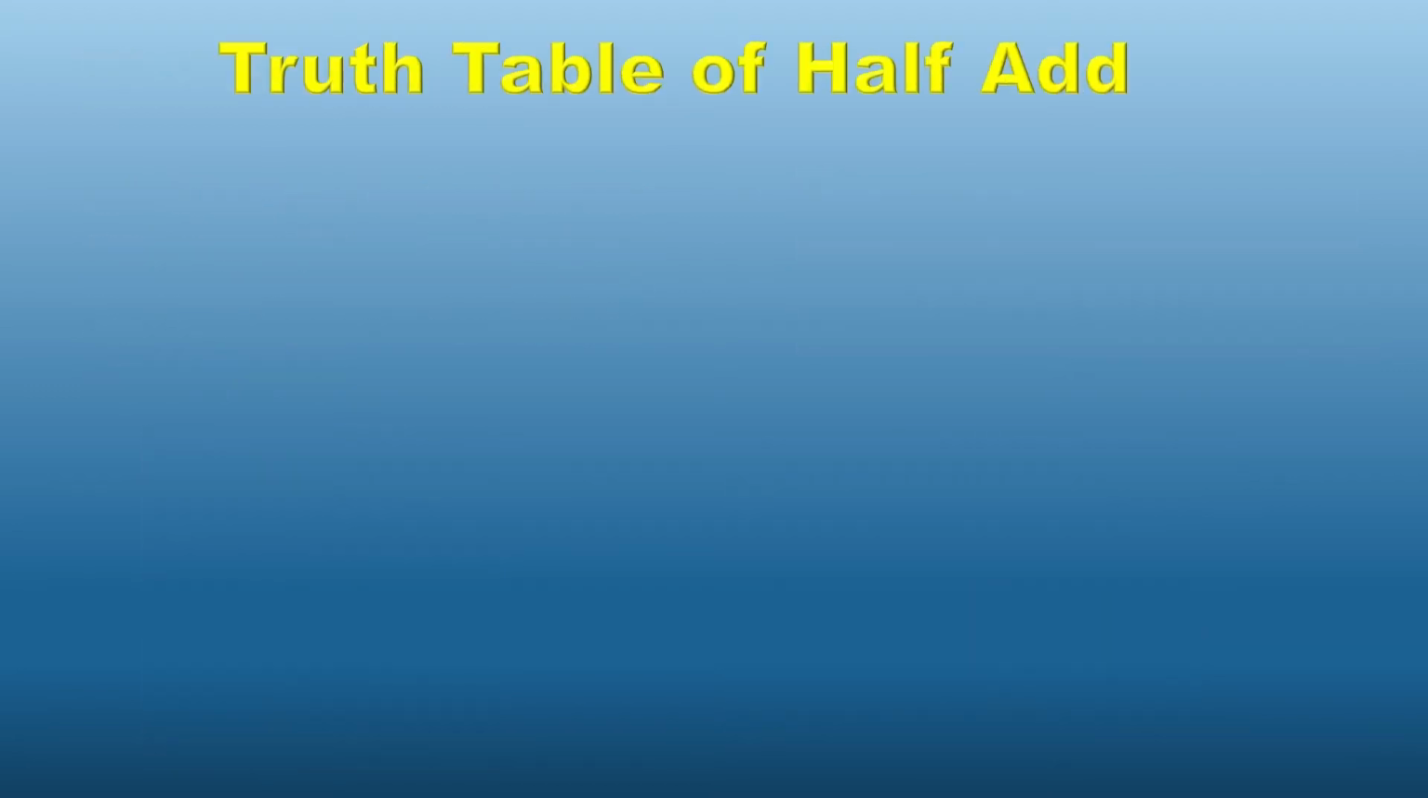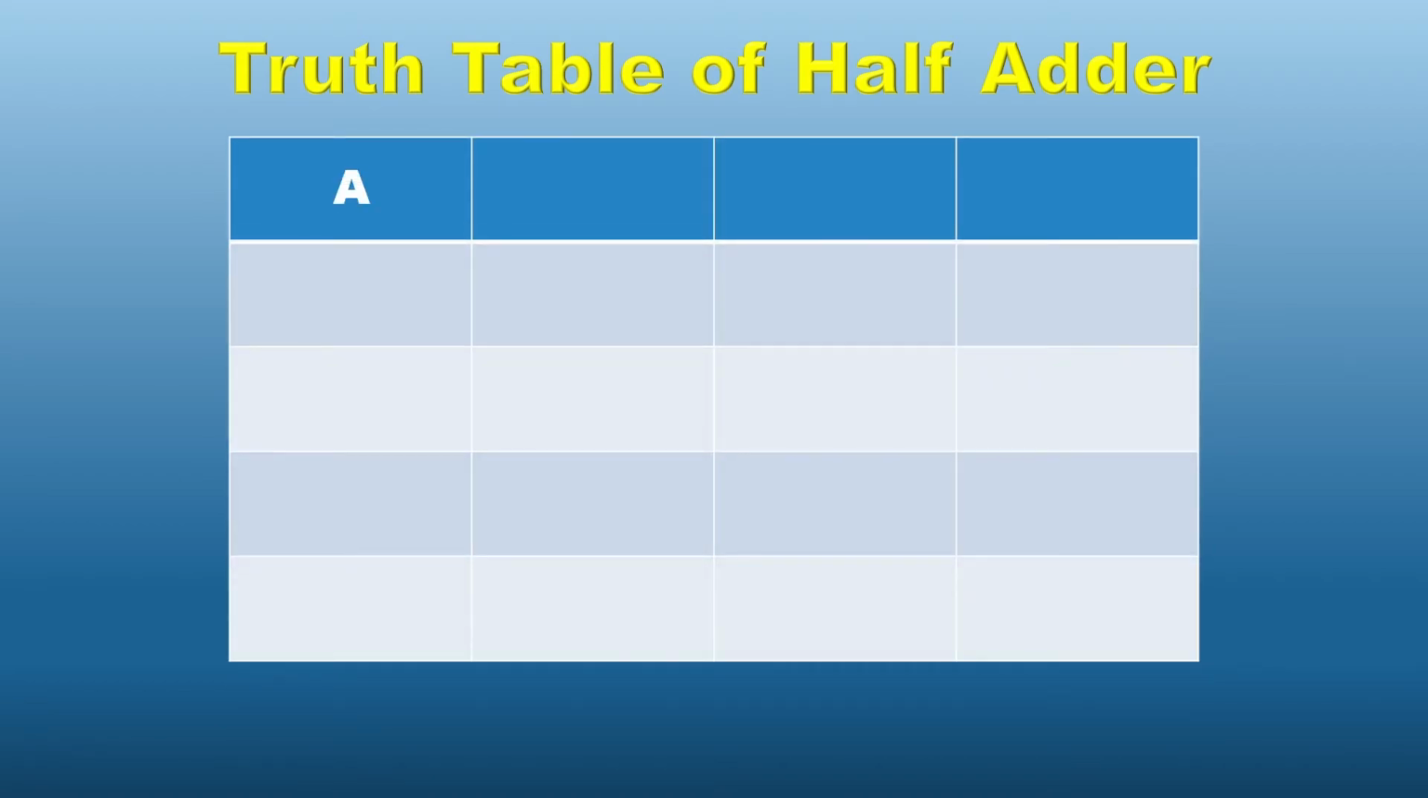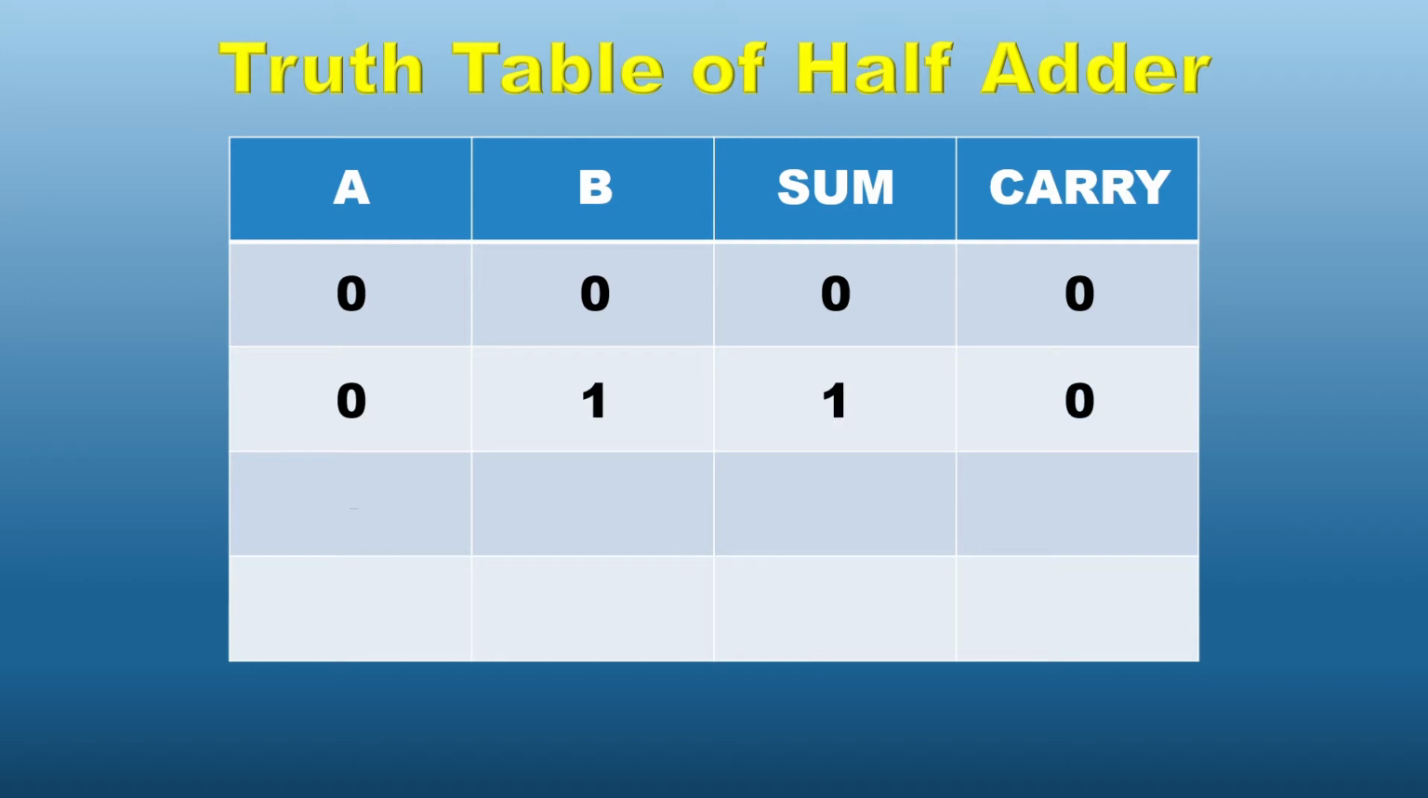Now let's see the truth table of half adder. A half adder has two inputs A and B and two outputs sum and carry. When both of the inputs are 0, then the sum and carry become 0, and when one of the two inputs is 1, then sum becomes 1 and carry remains 0. But when both the inputs become 1, the sum becomes 0 and carry becomes 1. Here we obtain the outputs using laws of Boolean algebra.